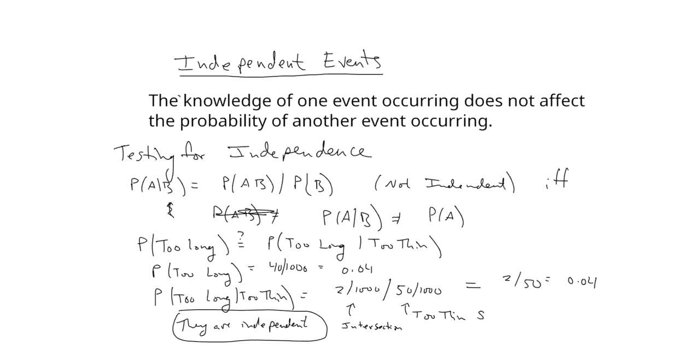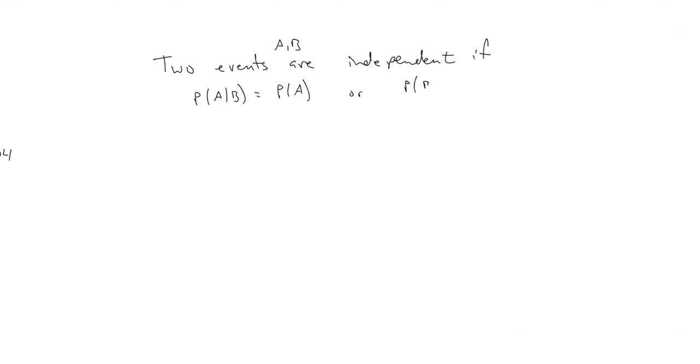Let's generalize that real quick. Two events A and B are independent if the probability of A given B is equal to the probability of A, or the probability of B given A equals the probability of B. So that's the way we can test for that.